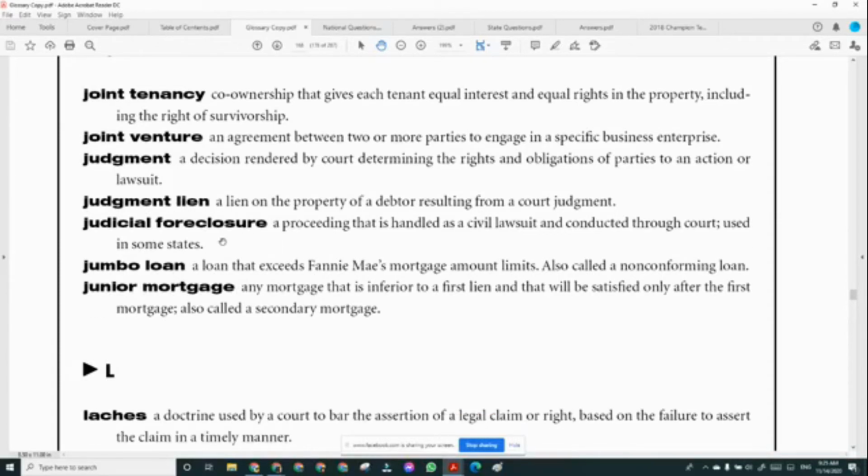Judicial foreclosure. There are two types of foreclosure, judicial and non-judicial. In the state of Texas, we have non-judicial foreclosure. A judicial foreclosure is a proceeding that is handled as a civil lawsuit and conducted through court, used in some states, and typically the central to eastern states. However, even in the western states that are non-judicial, occasionally there will be a judicial type of closing, depending on how the deed of trust specifies it. And the deed of trust is similar to a mortgage, okay?